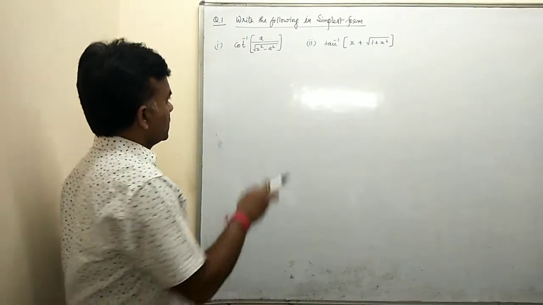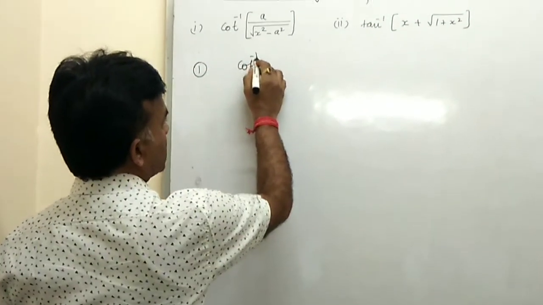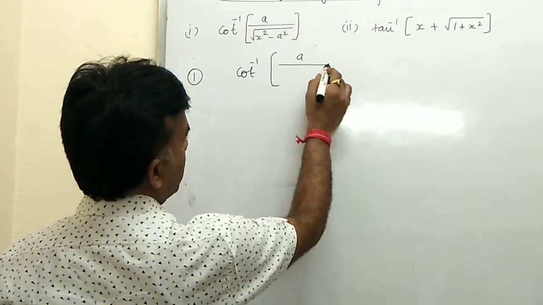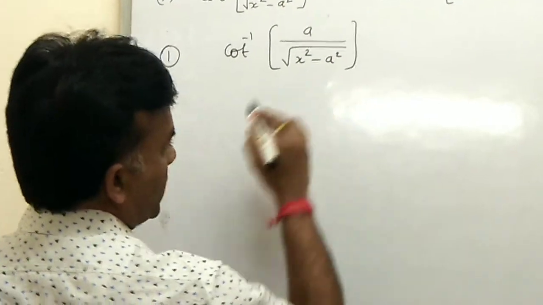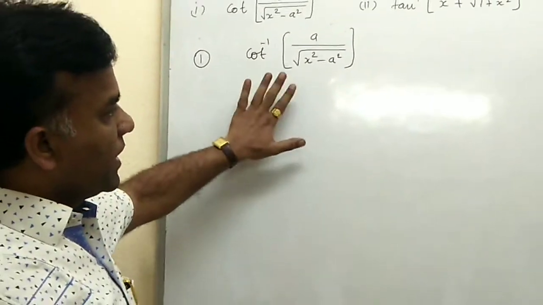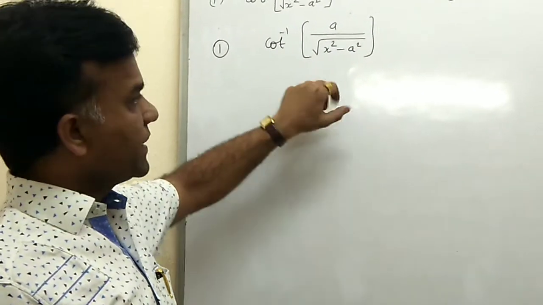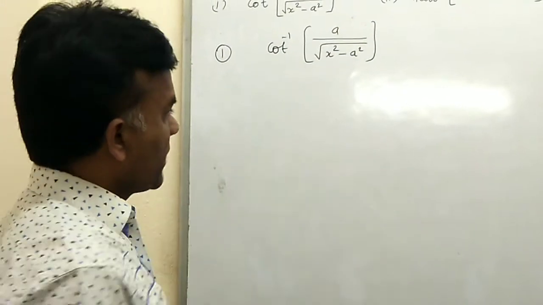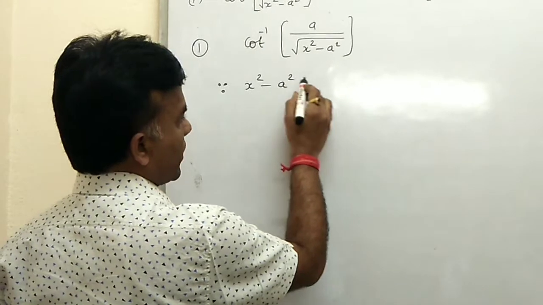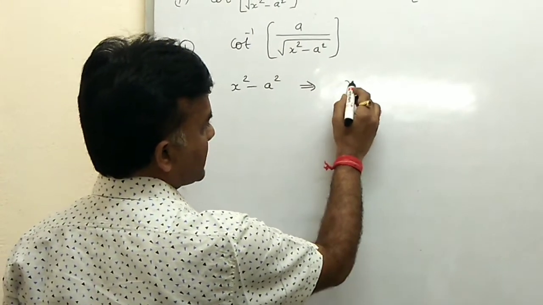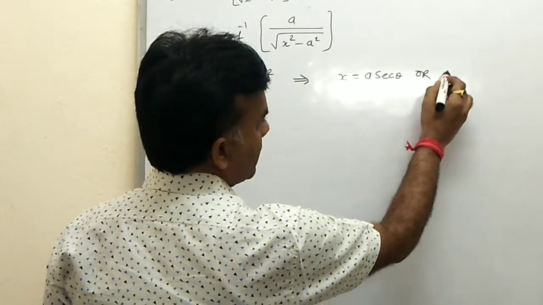So now start the first question: cot inverse of a upon under root of x square minus a square. First, previously I explained which value you put according to the trigonometrical identities. Here we have x square minus a square, so you substitute x equal to a sec theta or a cosec theta.